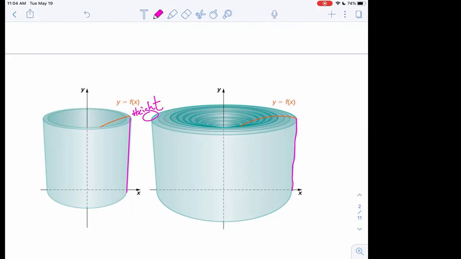Where is the radius of this shell? Is the radius of this shell along the x-axis or the y-axis? The y-axis or x-axis? Tell me why you changed your answer. Because it's hard to explain. Okay.